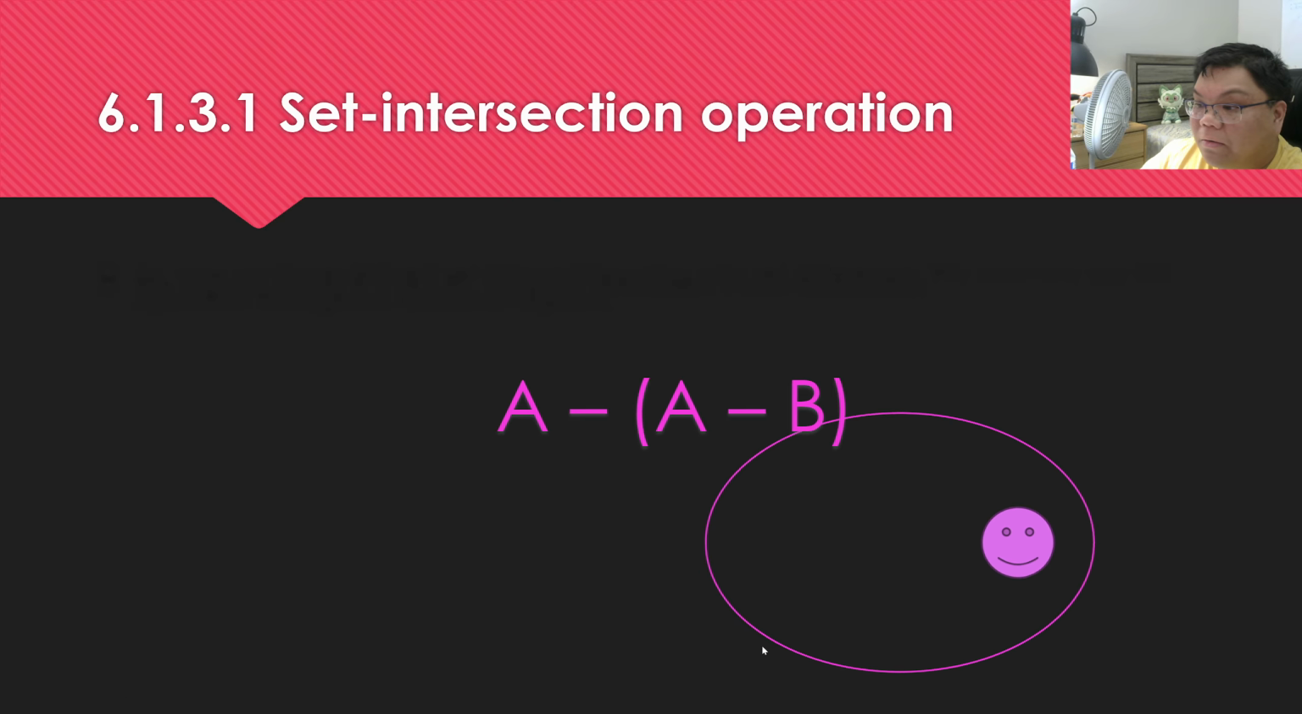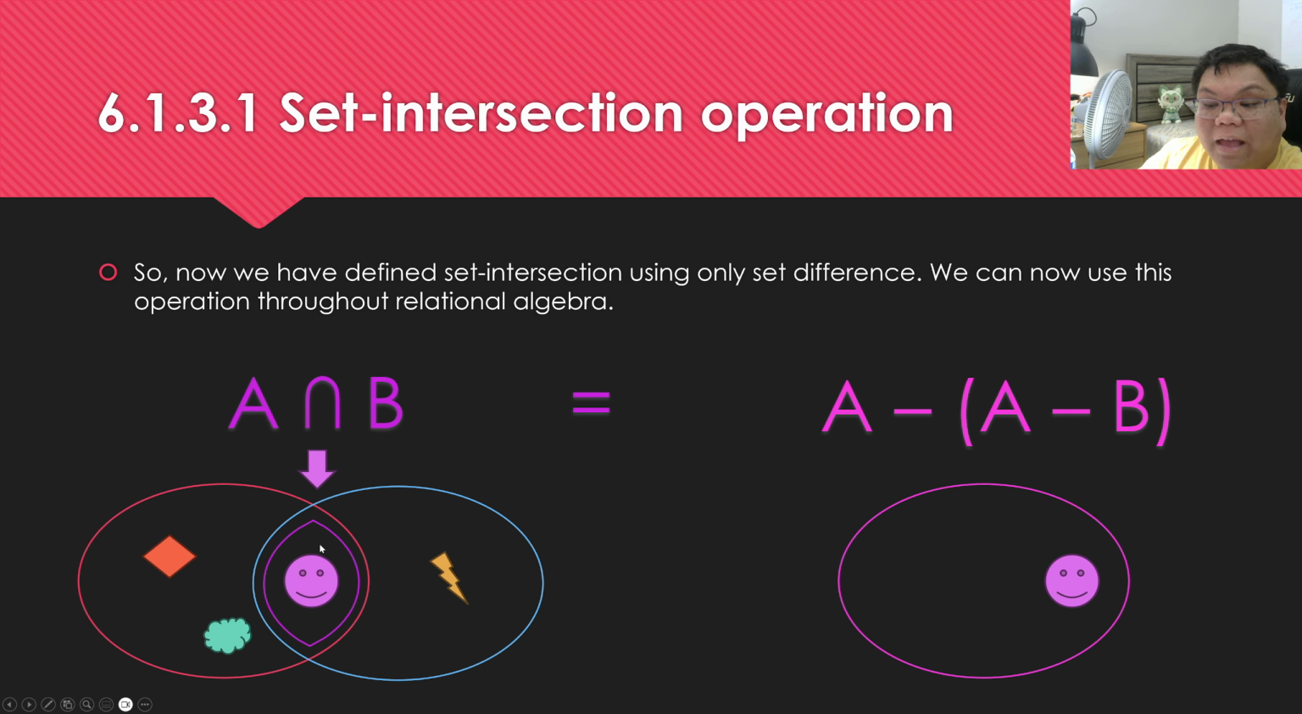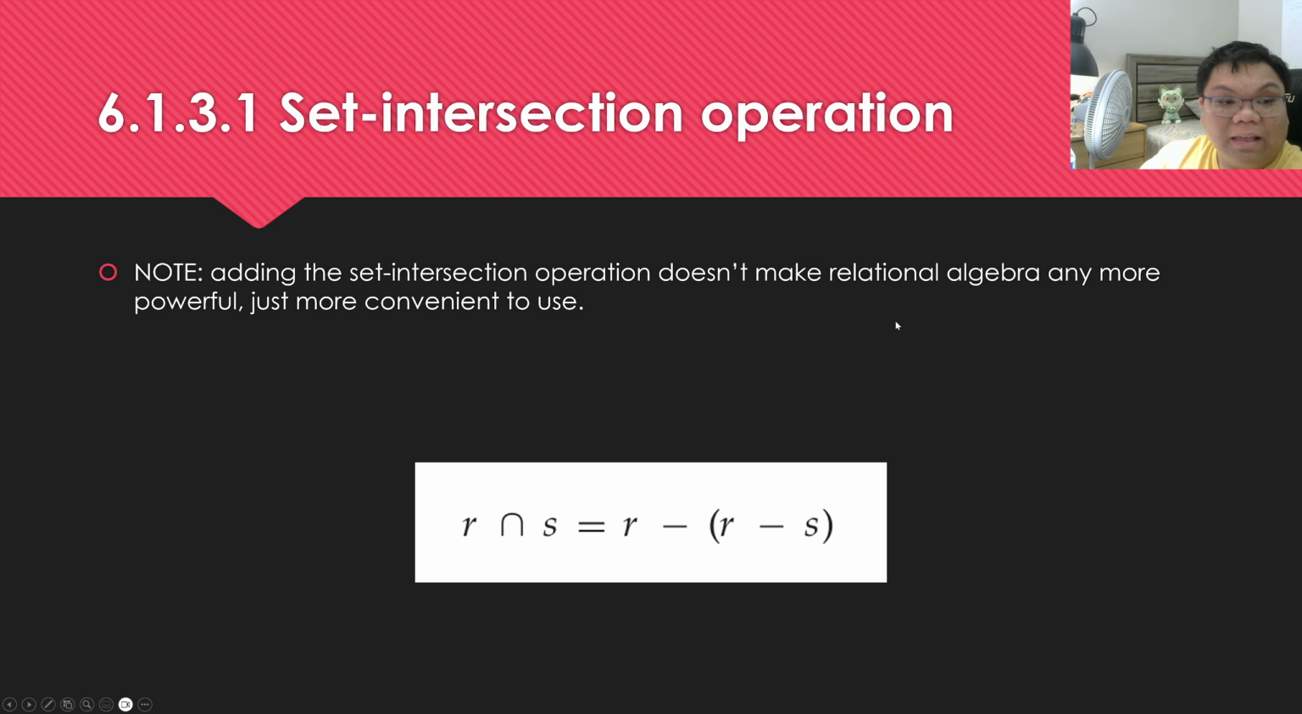But it means, once we have that, we have the definition of A intersect B as this purple smiley face, but using only set difference, we managed to define the same thing. So now, we have set difference defined, we can use that as an additional operation. This does not make relational algebra any more powerful, it just makes it easier to use. So here is our definition as it pertains to relations R and S. So it's R minus S.